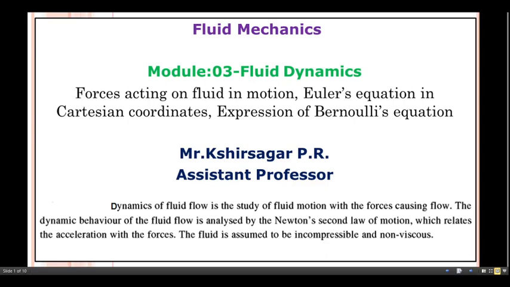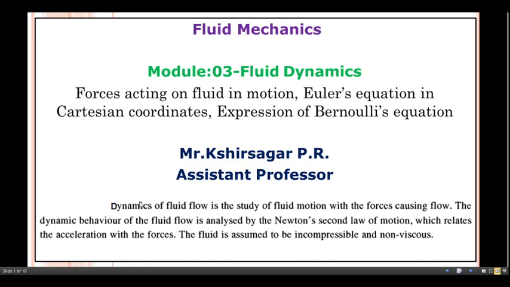In today's session, we'll learn about fluid dynamics. Under fluid dynamics, we'll cover these points: forces acting on a fluid in motion, Euler's equation in Cartesian coordinates, and expression of Bernoulli's equation.